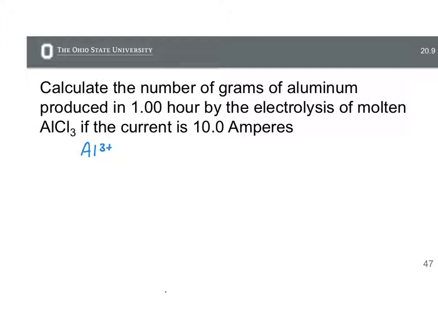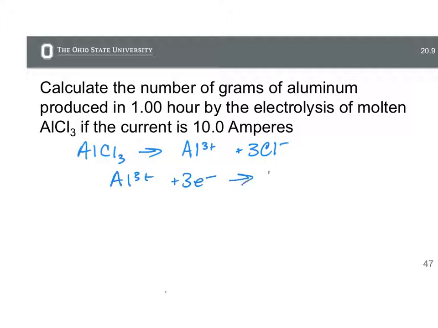I think one of the important things to recognize here is that the aluminum chloride is going to form aluminum 3 plus ion and 3 chloride ion. So then we're going to have aluminum 3 plus plus 3 electrons forming an aluminum solid. So 3 electrons transferred.